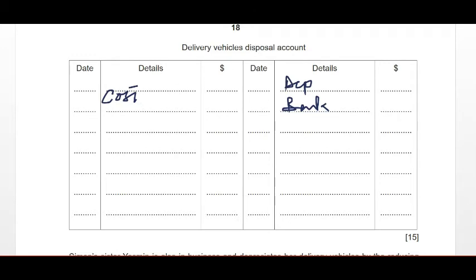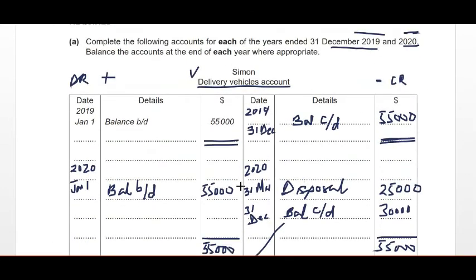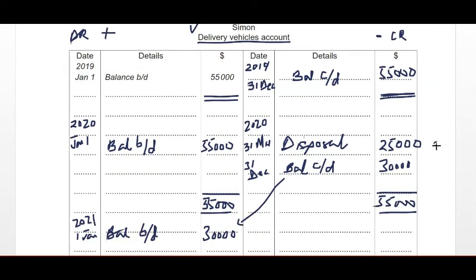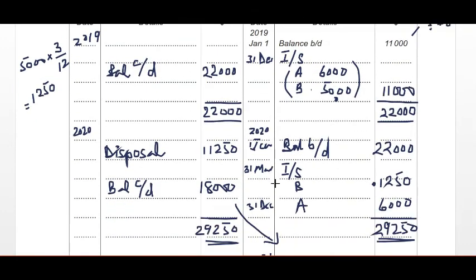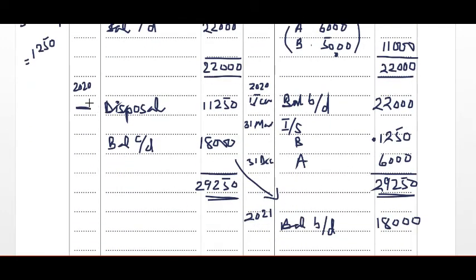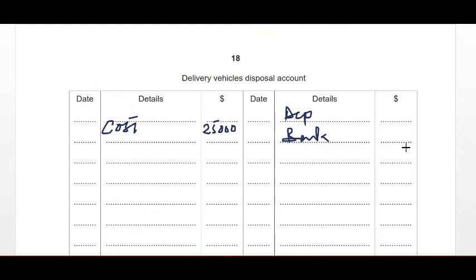So this vehicle was purchased for 25,000. Now remember, all these entries that we wrote as disposal, this was appearing here on the credit side, and this is the same amount that will appear under your disposal account on the debit side. So this 25,000, the cost of the asset that we have been selling, goes here, and then under the depreciation we had this part where we wrote disposal of 11,250. So this is the depreciation that is being charged.